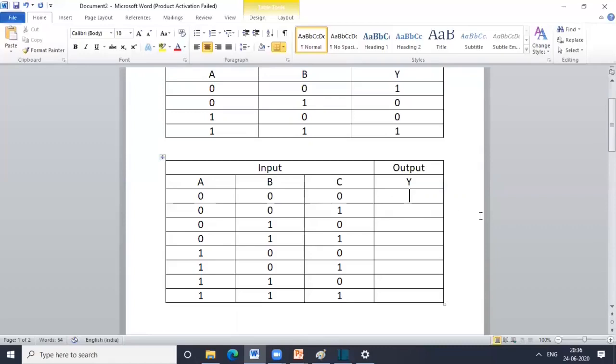And then you should write the corresponding output. Again, this output will depend upon the digital circuit which you want to design. Here we are not talking about any specific digital circuit, so I will put some random values here. Suppose 0, 0, 1, 1, 1, 0, 0, 0. So this is the truth table for a digital circuit which will have 3 inputs and 1 output.